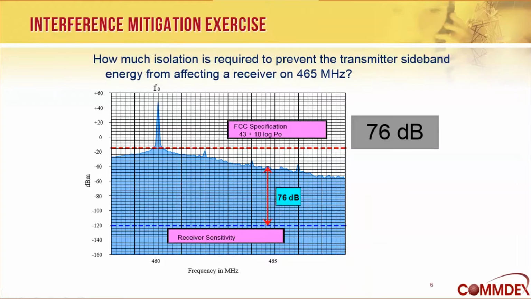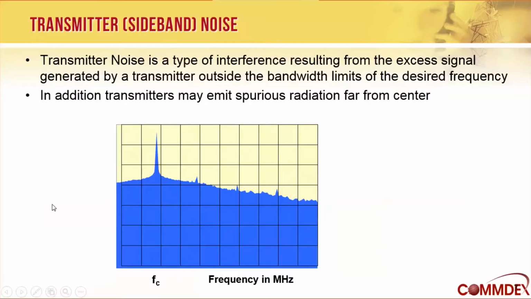And we can see that here we have a receiver which has a sensitivity of about minus 120 dBm. And at that receiver sensitivity level, our transmitter noise is still 76 dB above that. So we're getting too much noise into the receiver. How do we reduce it by 76 dB? So let's look at what we've got.